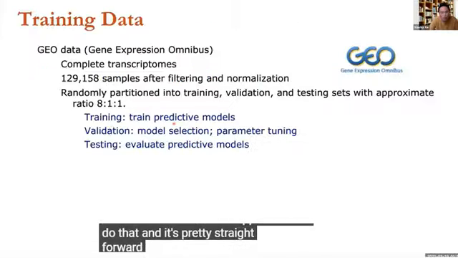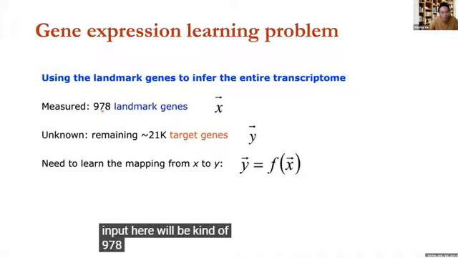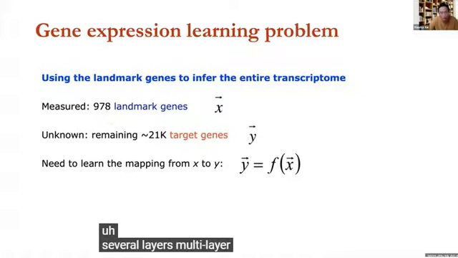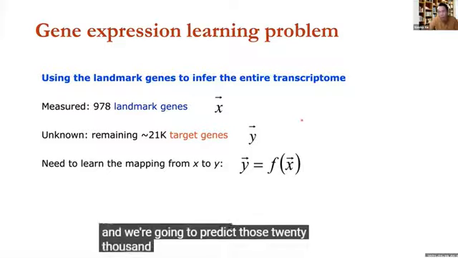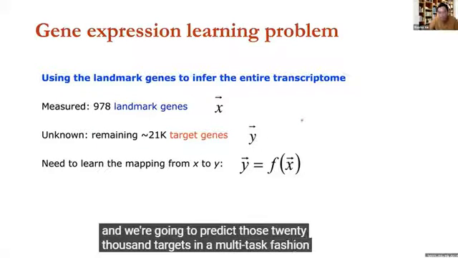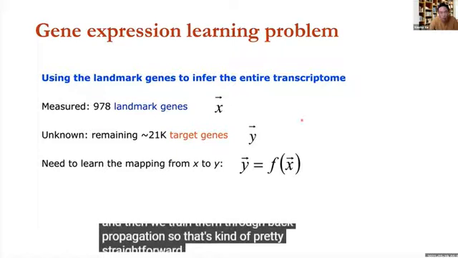And it's pretty straightforward, right? So what we do here, the input will be 978-dimensional vectors, going through several layers of multi-layer perceptrons, feed-forward neural nets, and we're going to predict those 20,000 target genes in a multitask fashion, jointly. And then we train them through backpropagation. So that's a pretty straightforward idea.